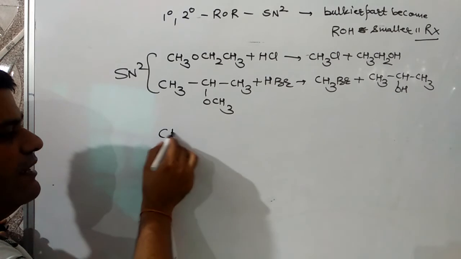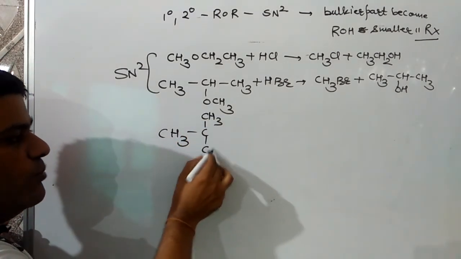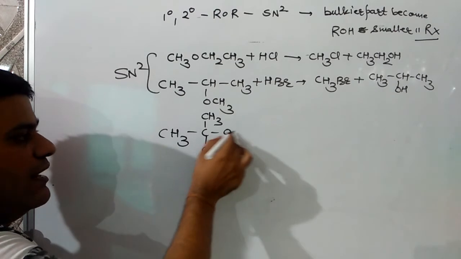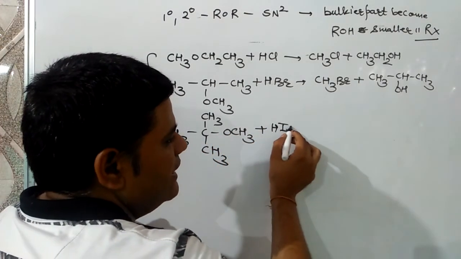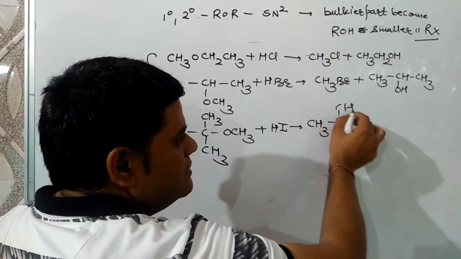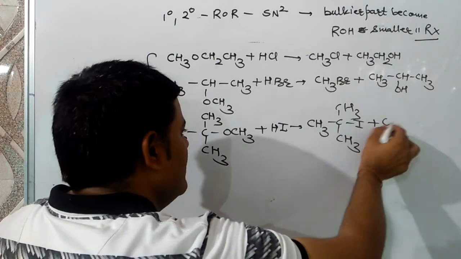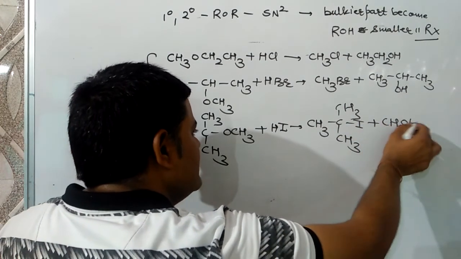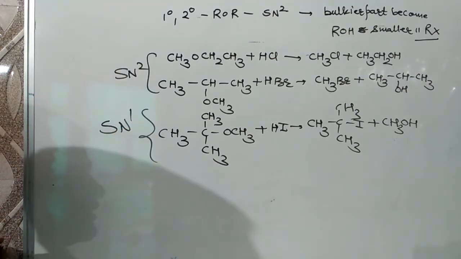The next case may be 2-methoxy-2-methylpropane. If I add HI to it, then the products formed will be tertiary butyl iodide plus methyl alcohol. But in this case, the mechanism will be SN1. So the bulkier part becomes haloalkane, and the lighter part becomes alcohol.